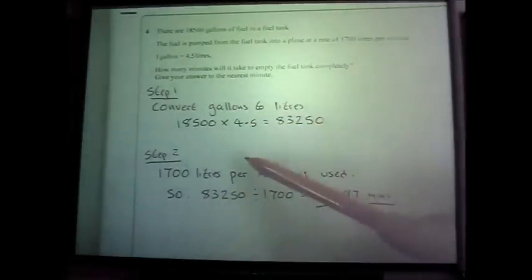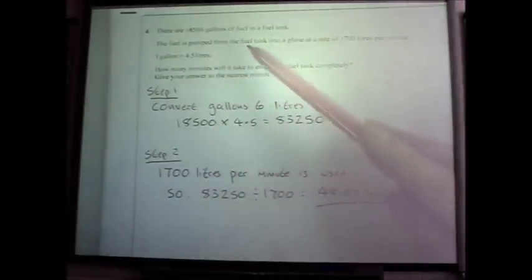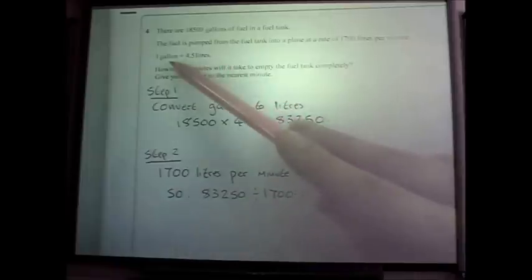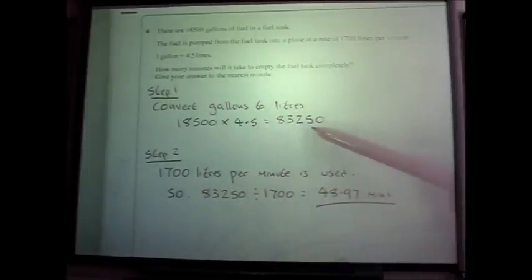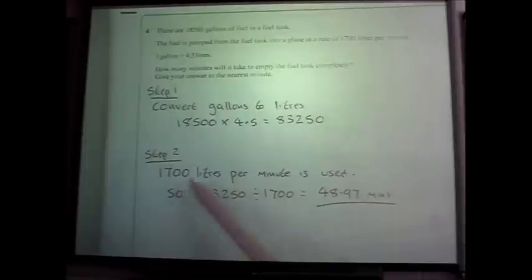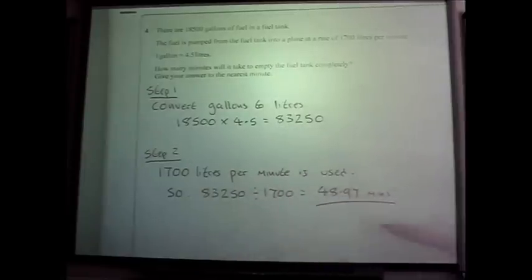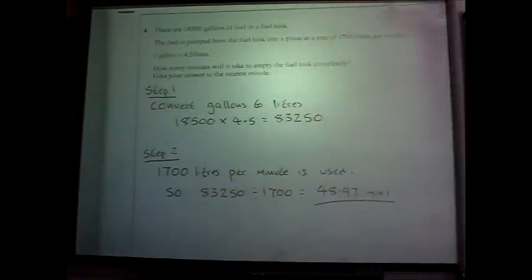So first of all, I'd convert the gallons to litres. So it's 18,500 gallons, and if 1 gallon is 4.5 litres, to go from gallons to litres, you times by 4.5. So that's what I've done there. And it's 83,250 litres. Now it uses up 1,700 litres per minute. So every minute it's using that many litres. So you need to know how many of those go into our 83,250. And to do that you divide, and the answer is 48.97. But it says give your answer to the nearest minute, so that will be 49 minutes.